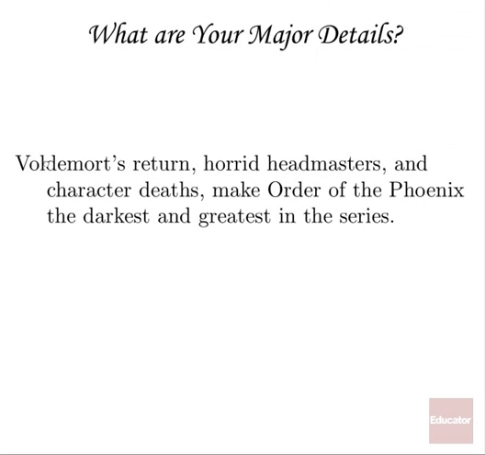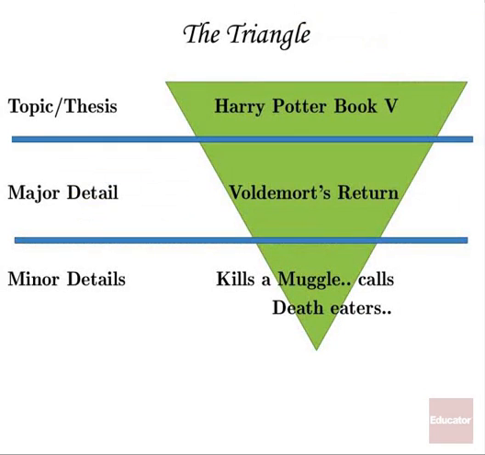Let's see, here's another thesis. Voldemort's return, horrid headmasters, and character deaths all make Order of the Phoenix the darkest and greatest of the series. What are my major details here? What have I mentioned directly in the thesis? Killing Muggles? My topic and thesis, Harry Potter Book 5, and the major detail is Voldemort's return.